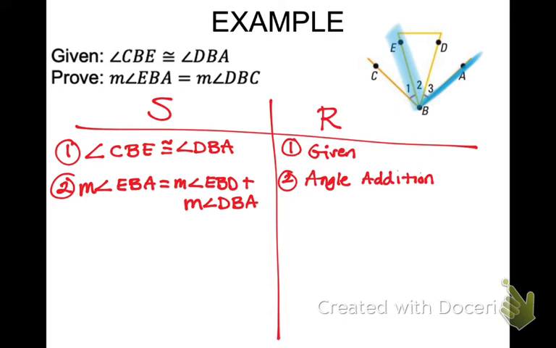Okay, so now I have the measure of angle EBA in play. Now I got to figure out how to get DBC into play. Well, let's look where DBC is. Let me highlight that in a different color. Let's make it orange. So DBC is here. So what would that look like as an angle addition statement?